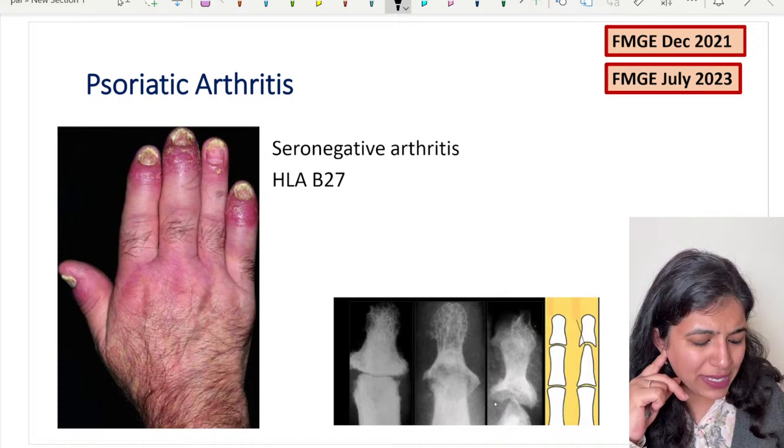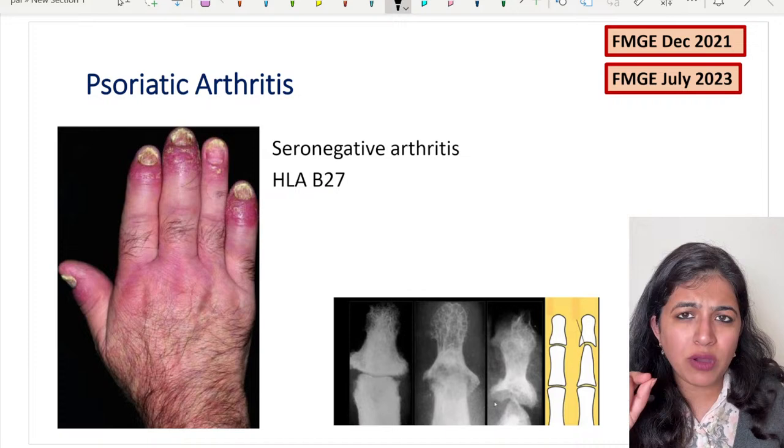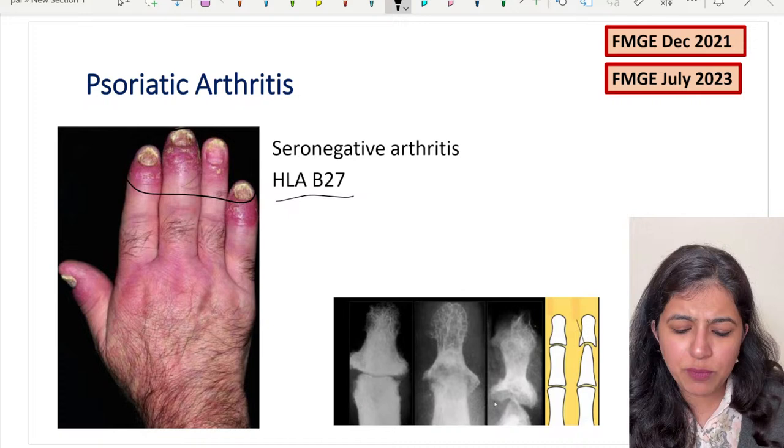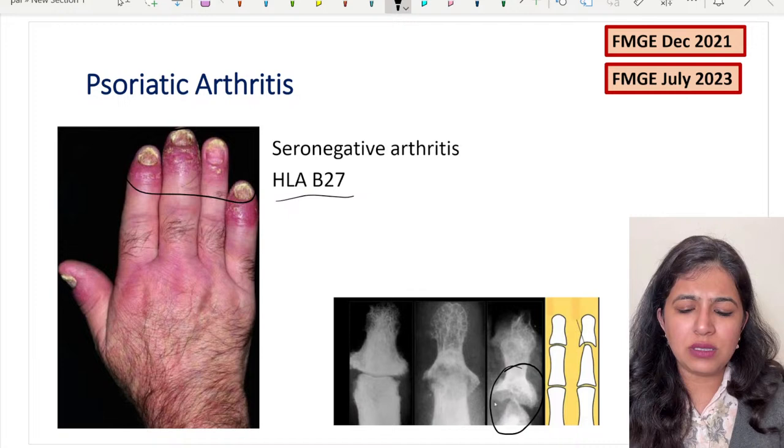If a patient of psoriasis develops arthritis, especially involving the distal interphalangeal joints, the diagnosis is psoriatic arthritis. Fingers can be swollen, which is called as dactylitis, also called as sausage digits. More in patients who have an HLA-B27 positivity. X-ray shows pencil in cup deformity. What was the question asked in July 23 exam? They asked you psoriatic arthritis.